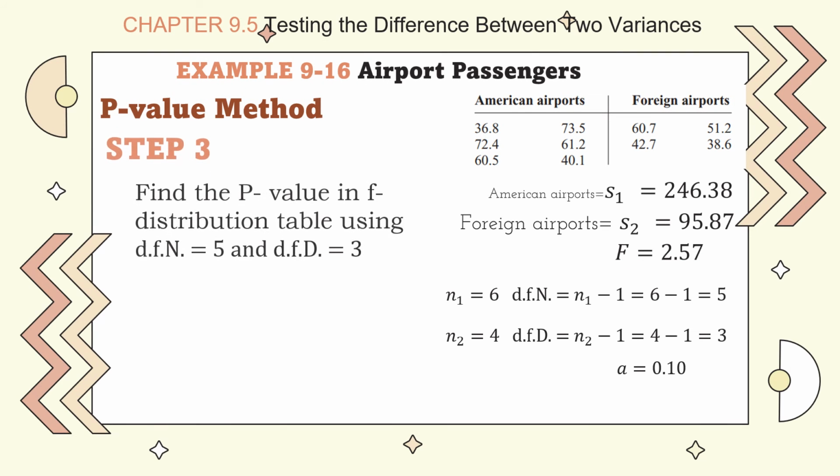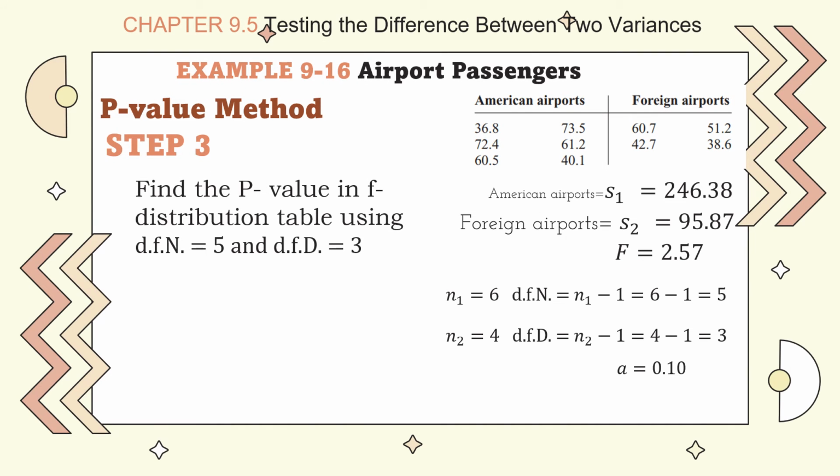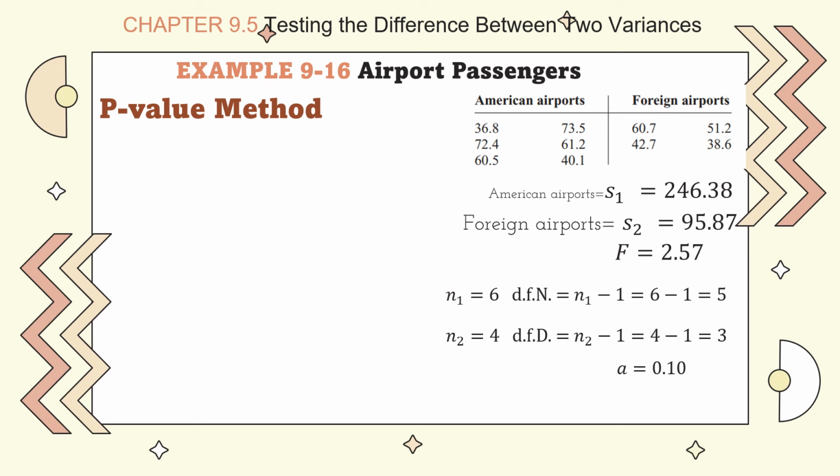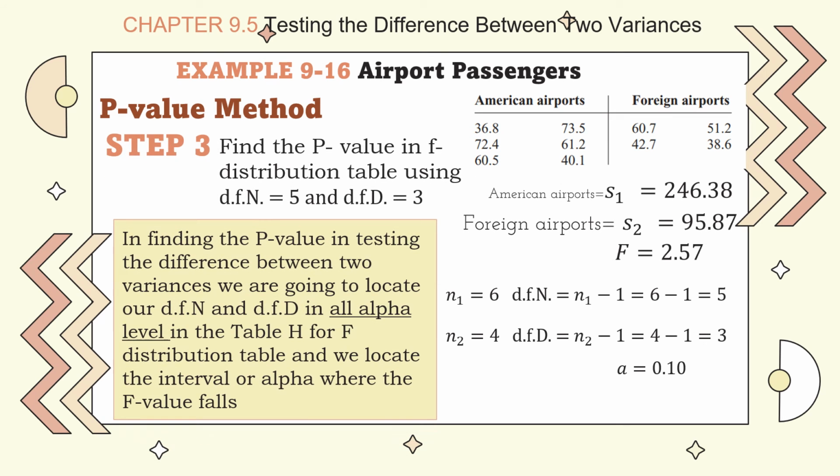So next, we have step 3. Find the p-value in the F distribution table using our degrees of freedom numerator, which is 5, and the degrees of freedom for the denominator, which is 3. In finding the p-value in testing the difference between two variances, we locate our degrees of freedom numerator and denominator in all alpha levels in Table H, the F distribution table. And we locate the interval or the alpha level where the F value falls.